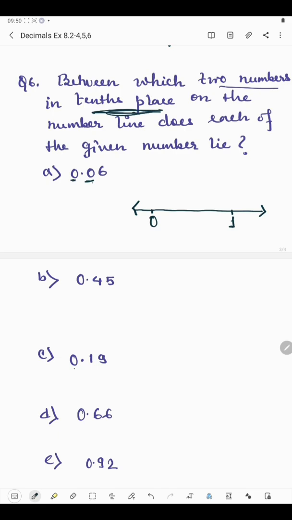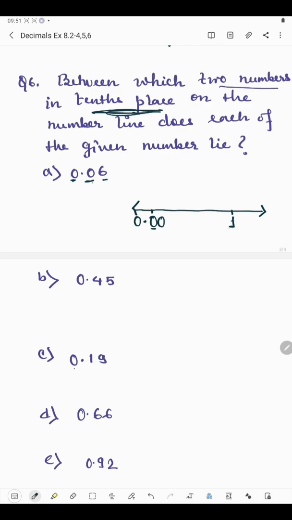This 0 is at 1's place. After that we have the decimal and then we have 0 at 10th place. So how to make it decimal? How to make it 10th place? If you put a point and 0 here, then it will become 0.0 at 10th place, and since one more place is there, it is 0.00.